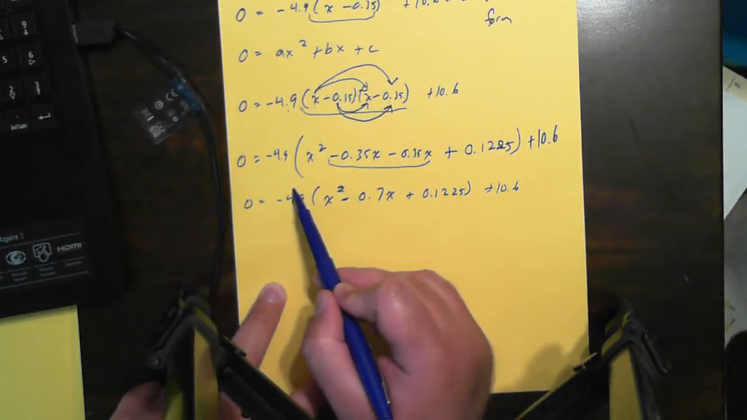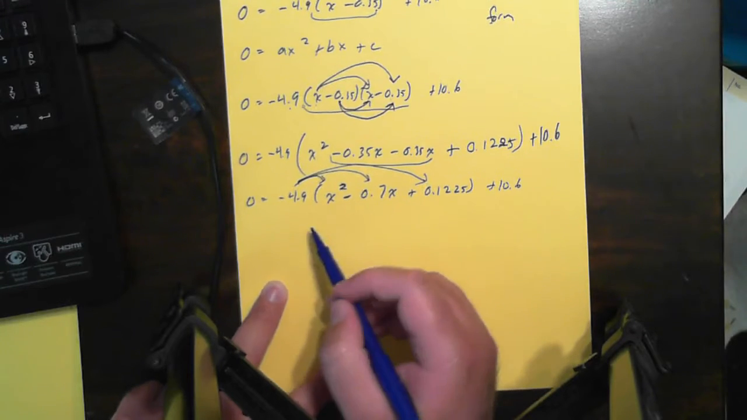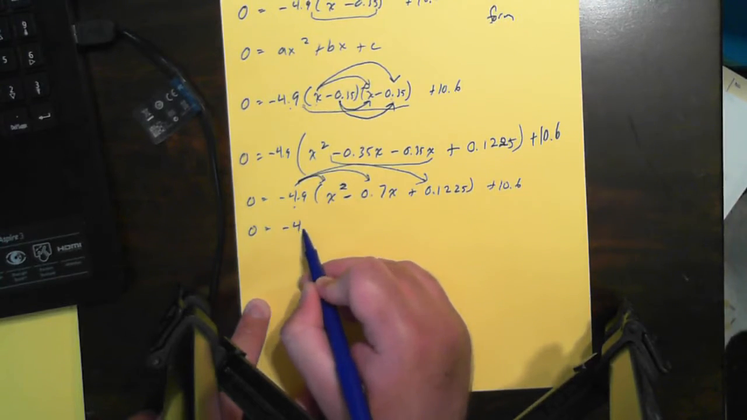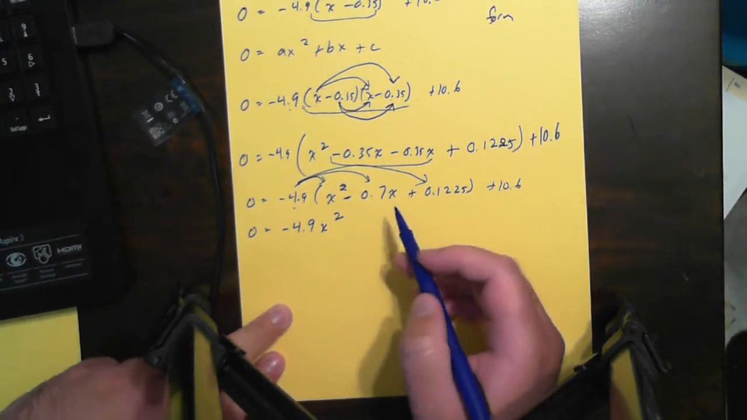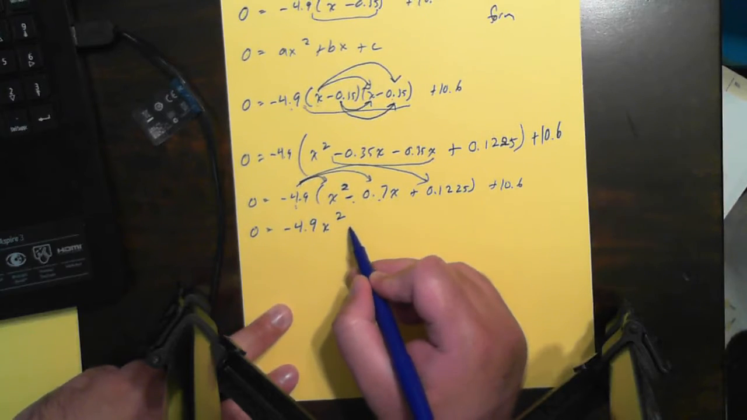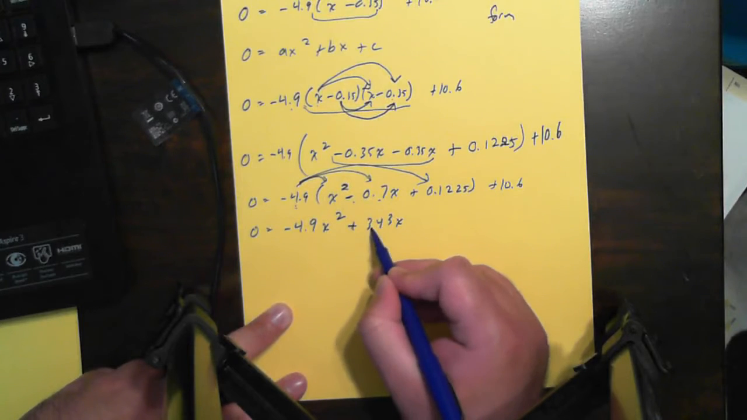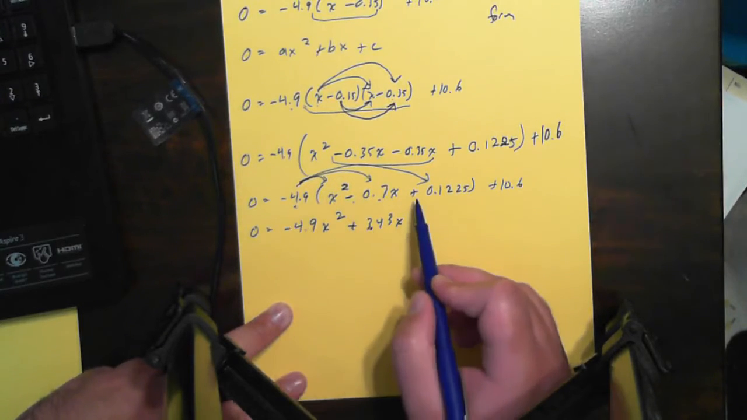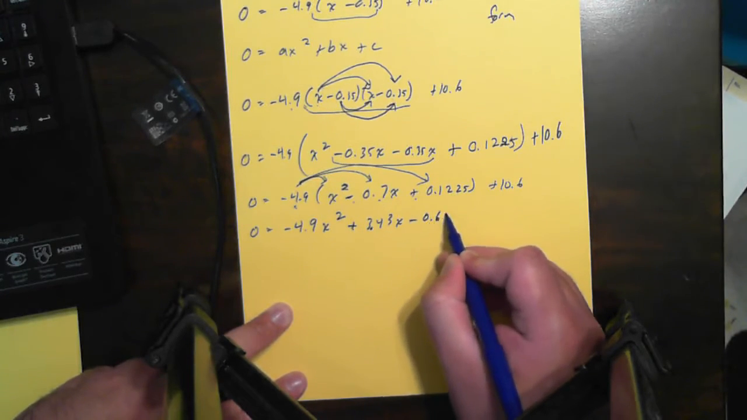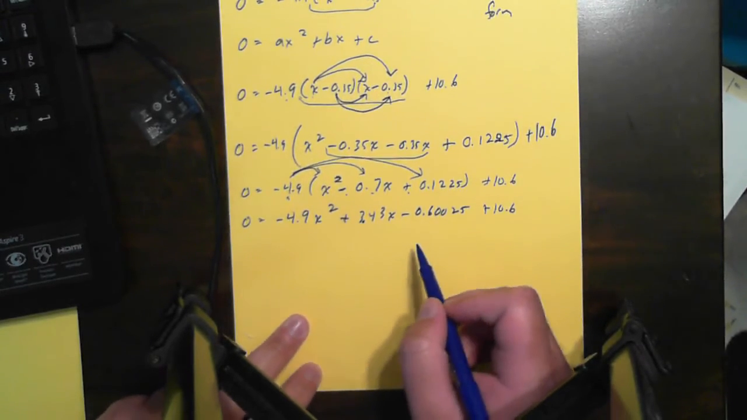So now what I'll have to do is distribute this negative 4.9 through the stuff inside that big bracket, right? So negative 4.9 times x squared is negative 4.9x squared, and then negative 4.9 times negative 0.7x gives me a positive 3.43x. I'm rounding here a little bit. And then negative 4.9 times positive 0.1225 is a negative 0.60025, and then I've got my plus 10.6 at the end here.